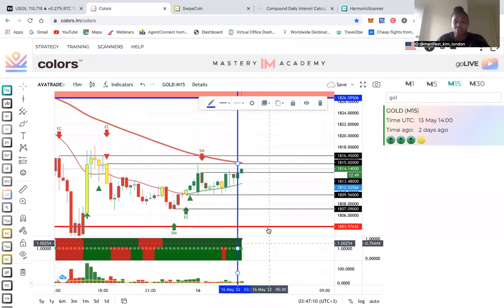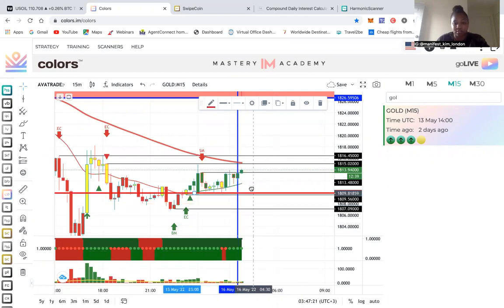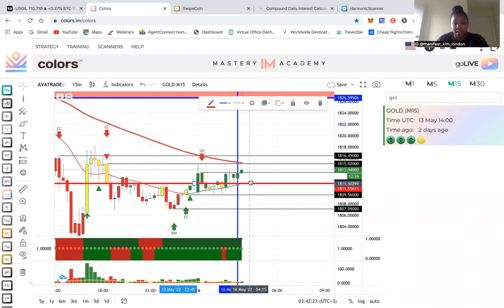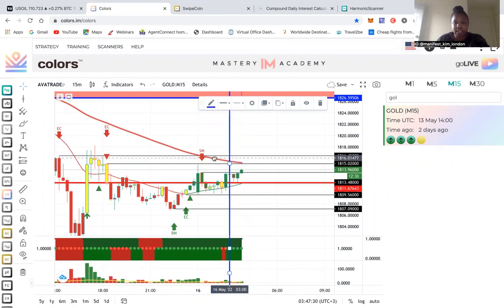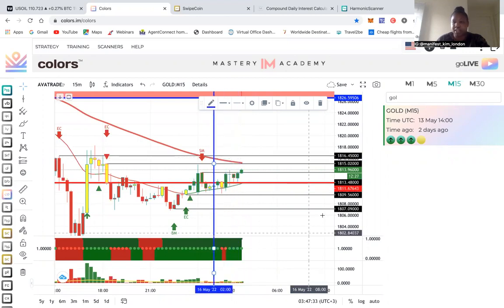All we're going to do right now is move our SL from 1803.97 underneath this candle. Underneath the wick. Right? So who is seeing this? That's how you move. You don't even have to close your trades, guys. Just move your SL up in profit.